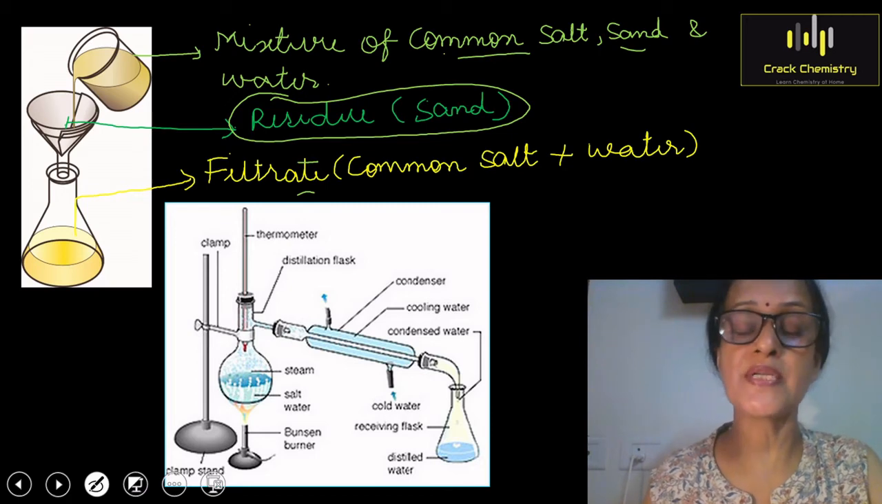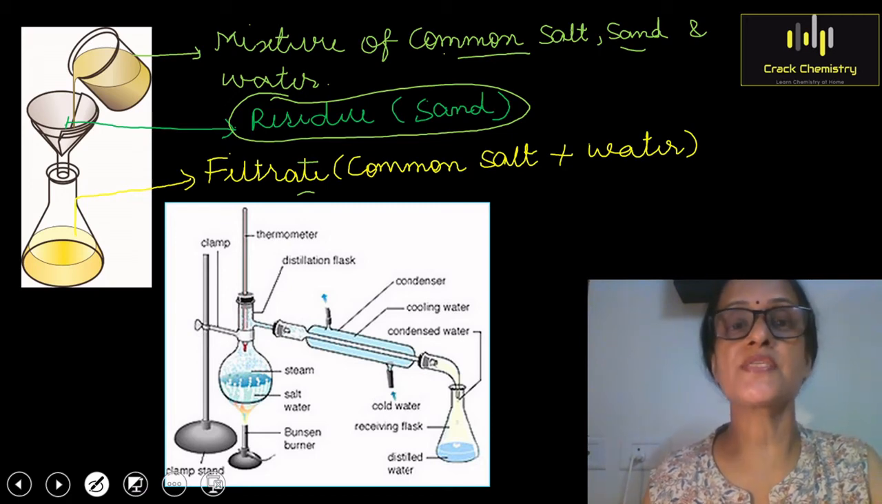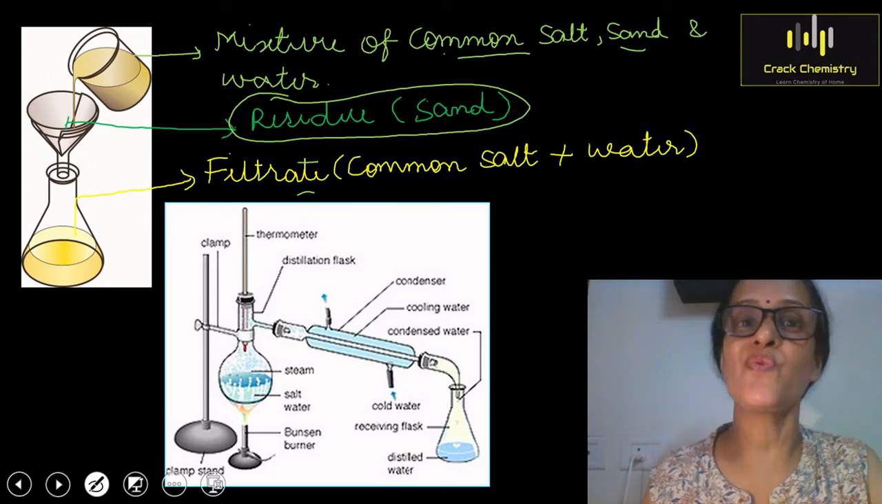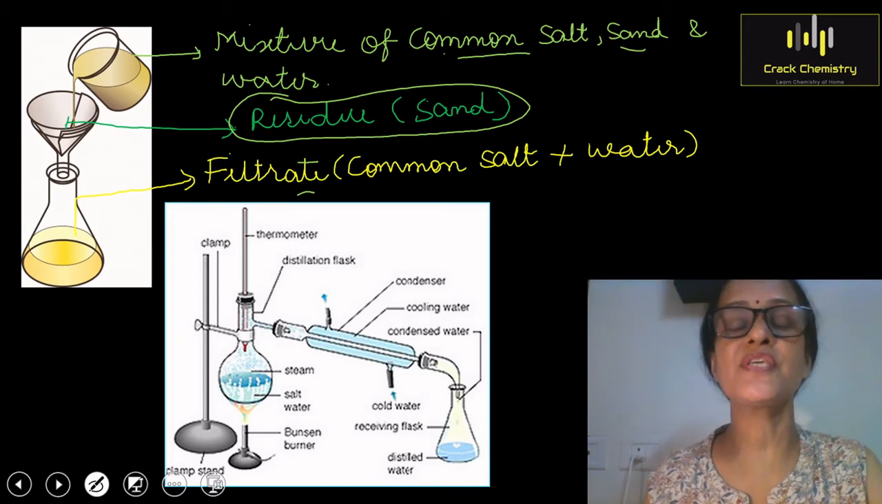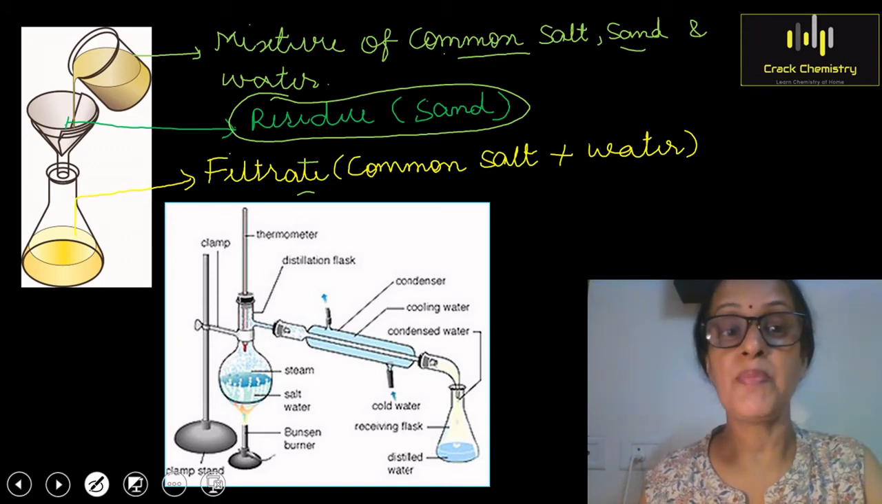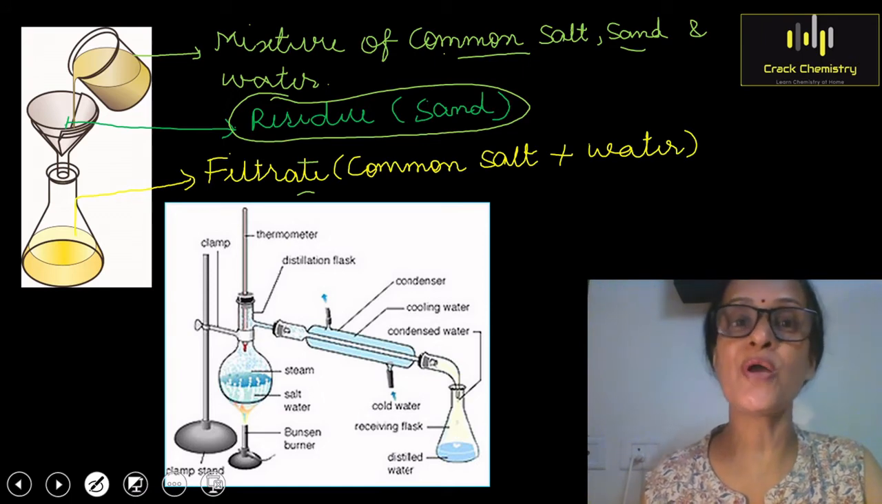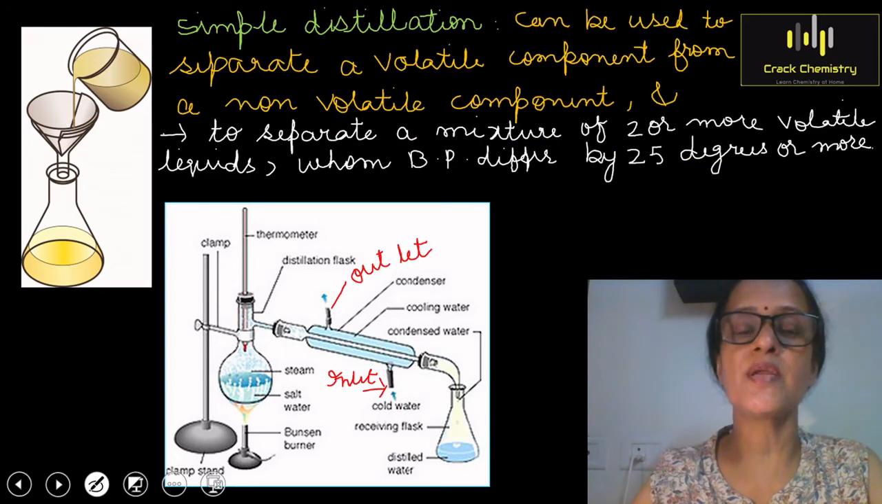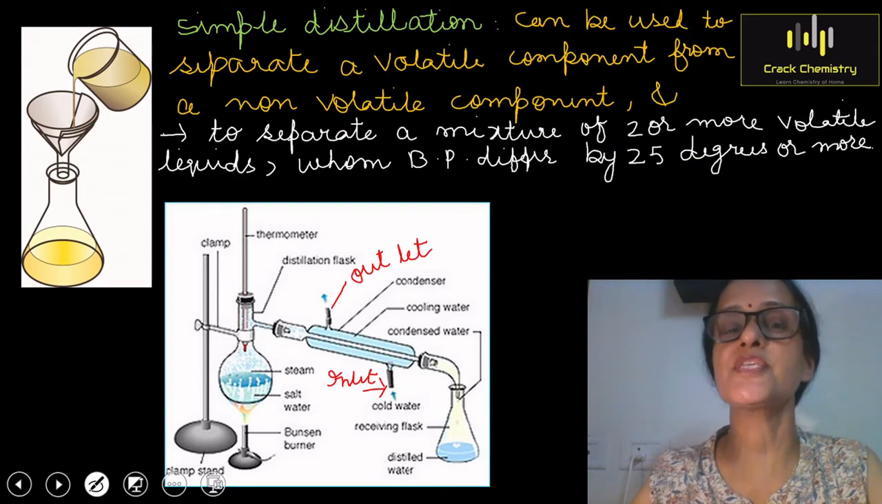So what is simple distillation? Simple distillation is used to separate those mixtures where one of the components is volatile and the other component is non-volatile. Apart from this, simple distillation can also be used to separate a mixture of two volatile liquids whose boiling points differ by 25 degrees or more. Now the mixture of salt and water can be separated by the process of simple distillation.